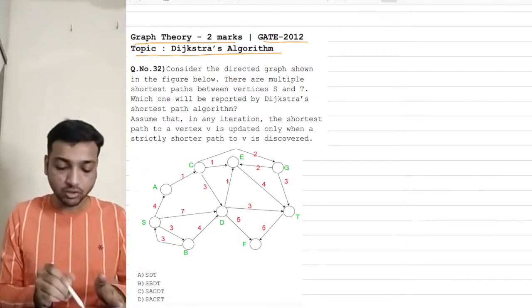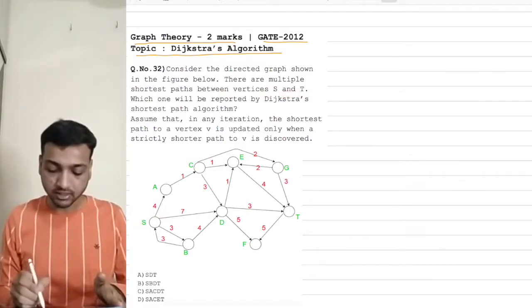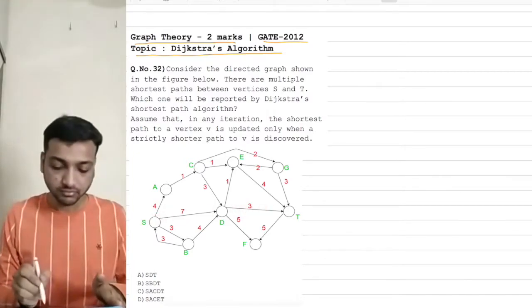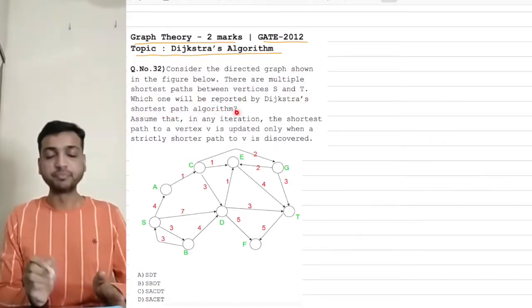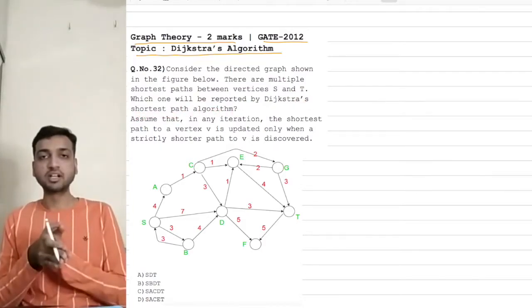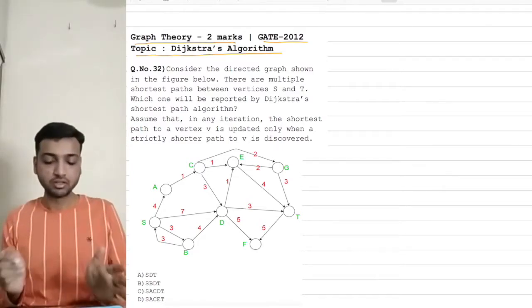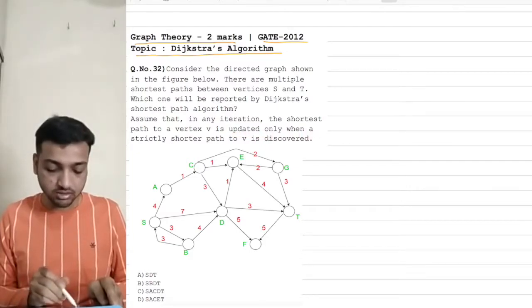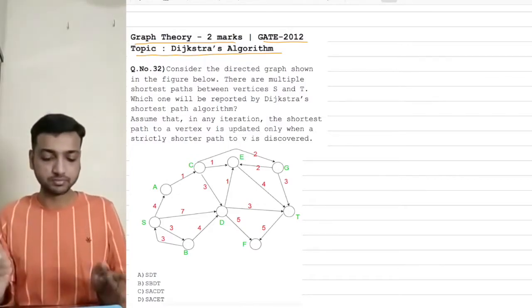Now there are multiple shortest paths between the vertices S and T. So this is my vertex S, this is my vertex T, and there are multiple shortest paths to reach this vertex T. Which one will be the reported one by Dijkstra's shortest path algorithm? So when you run the Dijkstra's algorithm on this given graph, you will get one path to go from S to T, and that is the path they want. Assume that in any iteration, the shortest path to vertex V is updated only when a strictly shorter path to V is discovered. So this is one point which we can remember while running the Dijkstra's algorithm.